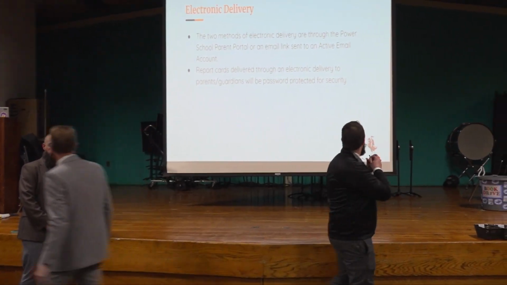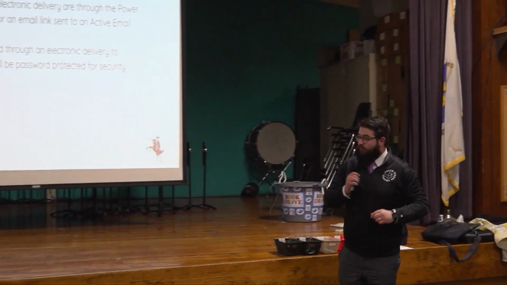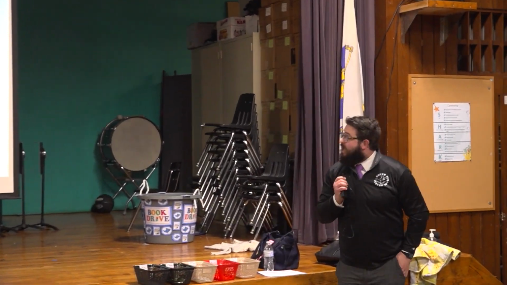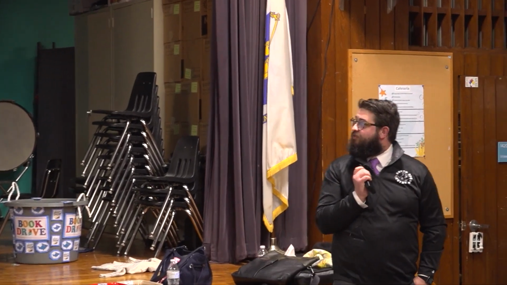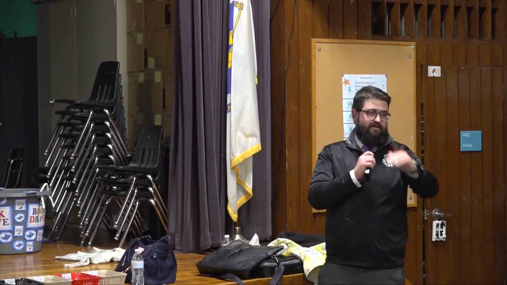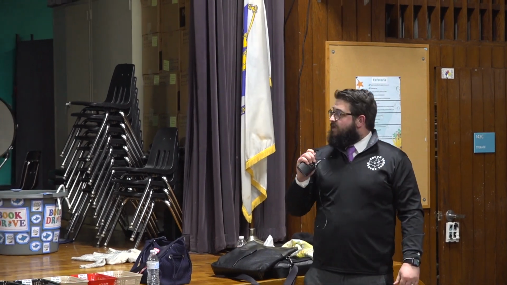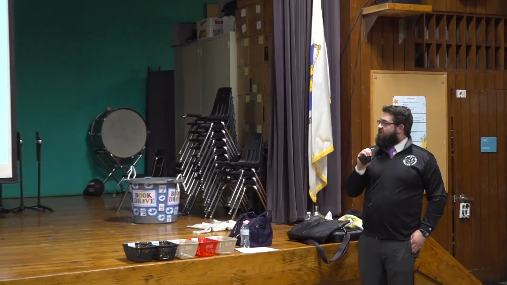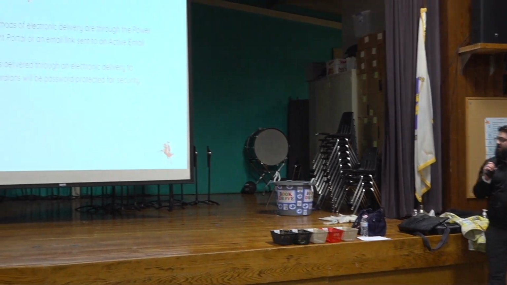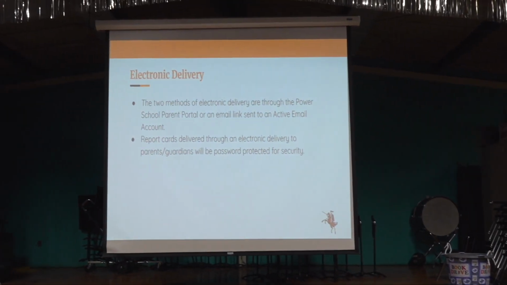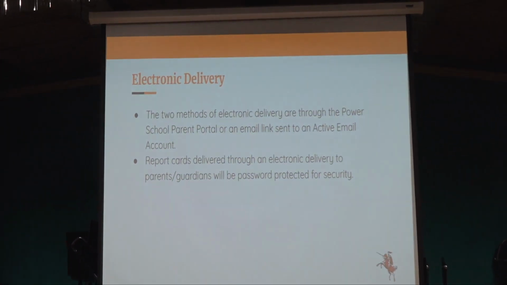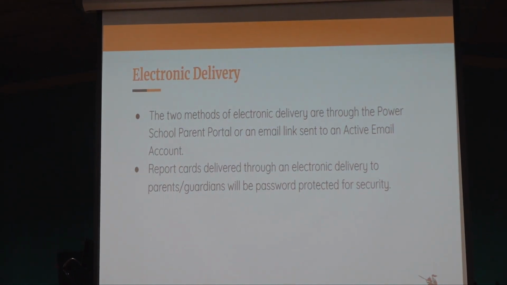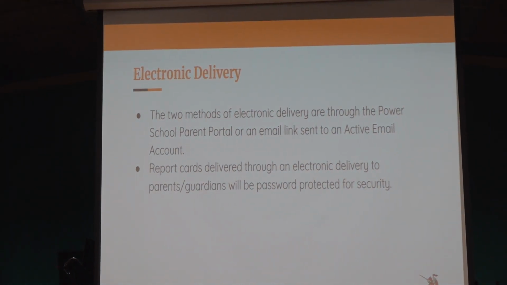Thanks, Mr. Julia. All right, so for the report cards, the two methods of electronic delivery are through the PowerSchool parent portal or an email link sent to an active email account. So those get blasted out. Everyone who has an email on your child's account should get access to that report card. Report cards are delivered electronically to parents and guardians, and they're password protected. So you set that up. You are the only ones who have access to it. There's no getting lost on the way home. It goes directly to you so that you can see it.